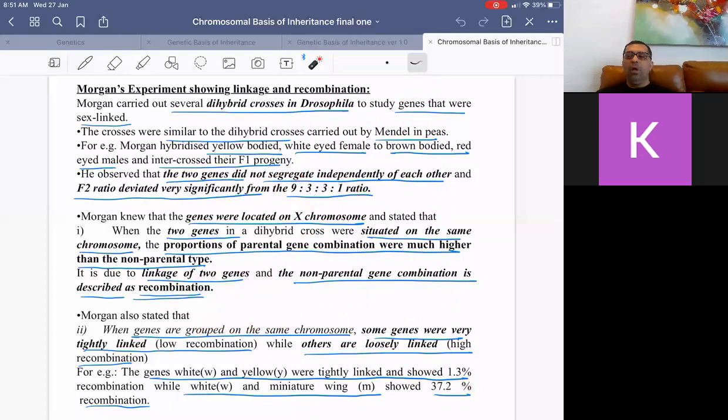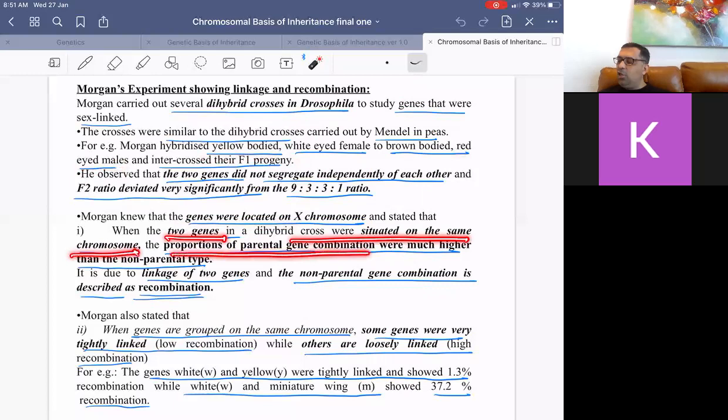Morgan observed this very clearly, and Morgan knew that the genes were located on X chromosome. So yellow body, white eye, and brown body, red eye, ये X क्रोमोसोम पे जीन्स थे and when the two genes in a dihybrid cross were situated on the same chromosome, then the proportion of parental gene combinations was much higher than the non-parental type. तो जीन सेम क्रोमोसोम पे है और टाइटली लिंक्ड है एक्स क्रोमोसोम के ऊपर, तो उनका रिकॉम्बिनेशन का चांसेस कम था and पेरेंटल जीन कॉम्बिनेशन ज्यादा था.